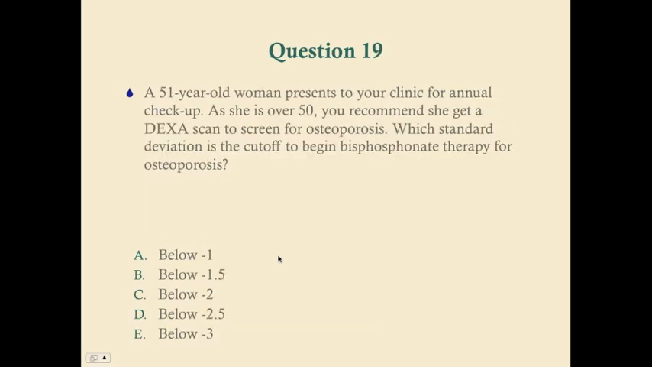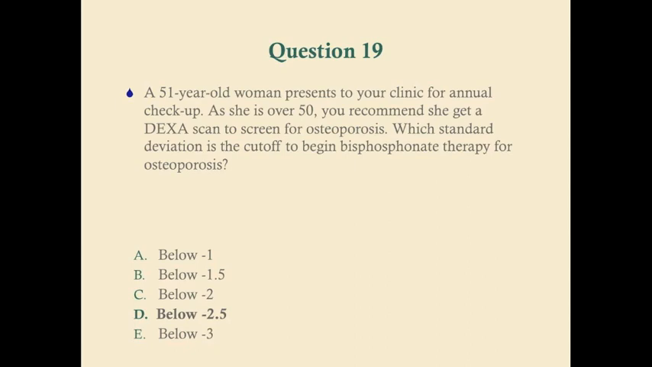Okay, 51-year-old woman presents to your clinic for annual checkup. As she is over 50, you recommend she get a DEXA scan to screen for osteoporosis. Which standard deviation is the cutoff to begin bisphosphonate therapy for osteoporosis? A, below -1, and these are T-scores, by the way. Below -1, below -1.5, below -2, below -2.5, or below -3. So the answer here is D, below -2.5.